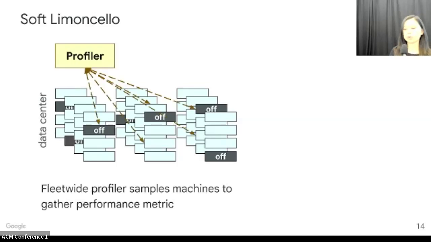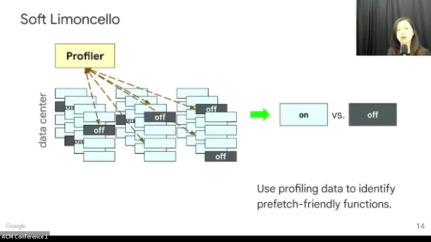And then at Google, we have this fleet-wide profiler that goes over all our machines and periodically randomly takes samples of performance metrics from those machines. From this fleet-wide profiler, we're able to get this very nice function level view of what happens when we turn on or off our hardware prefetchers.